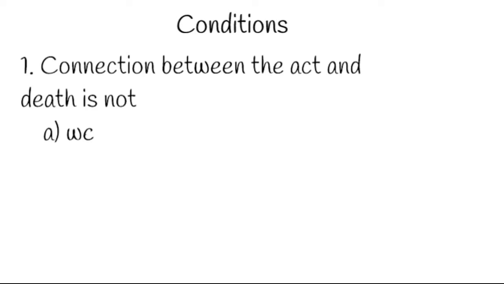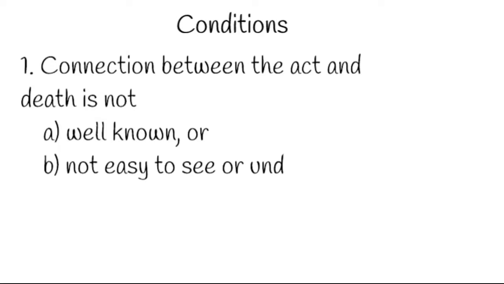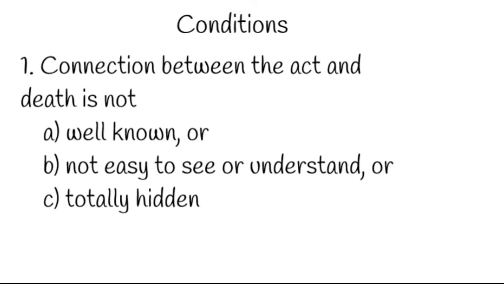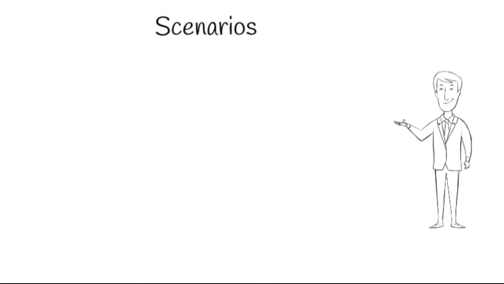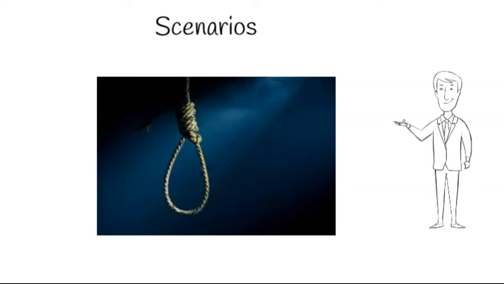First is, the connection between the act and death is not well known, or not easy to see or understand, or totally hidden. There can be multiple scenarios in this. 1. A mother commits suicide because of her son's bad habits. 2. A wife commits suicide because her husband is impotent. 3. An employee commits suicide because the employer rejected the request of promotion.